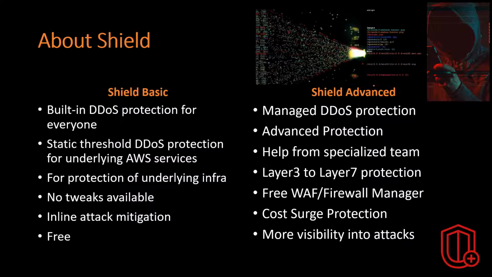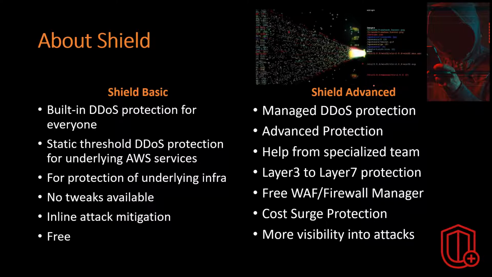Now, it has a static threshold for DDoS protection for underlying AWS services. That means if you want any customization to protect your application from DDoS attacks, that will not happen. They have a static threshold which they use to mitigate the ongoing DDoS attack, and then you get the advantage out of it. This is mainly for protection of the underlying infrastructure, and there is no additional cost for using Shield Basic.